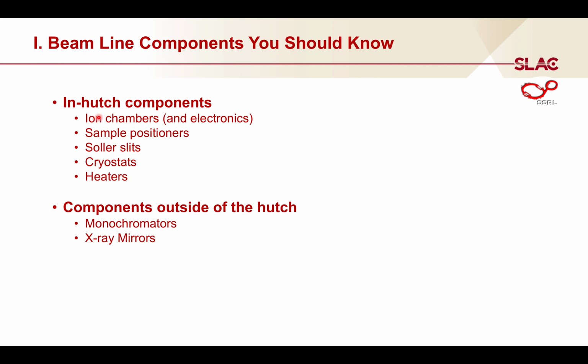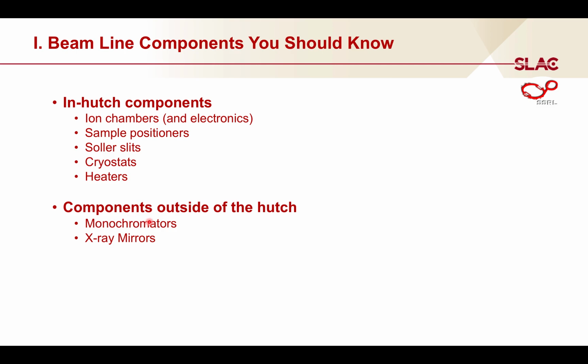There are several in-hutch components that you're very likely to touch with your hands to configure, or you'll see the beamline scientists configure them, and you should know what the warning signs are if things aren't going well. These include ion chambers and the electronics associated with them, X-ray detectors, sample positioners, Soller slits, cryostats, and sample heaters. And then there are a number of things outside of the hutch, upstream of the hutch, which are also extremely important to understand to help design your experiment, to help choose a beamline, and then also to help make sure it runs properly.